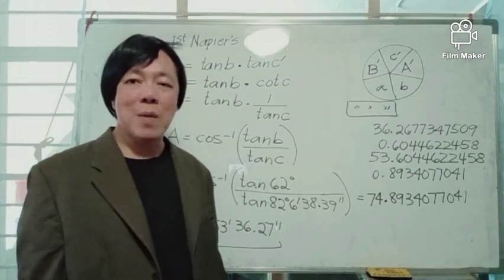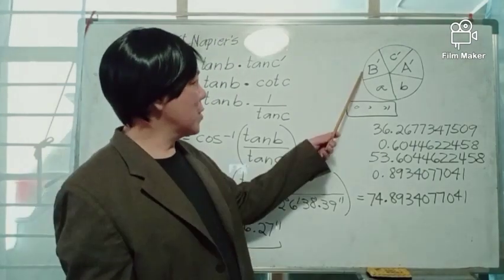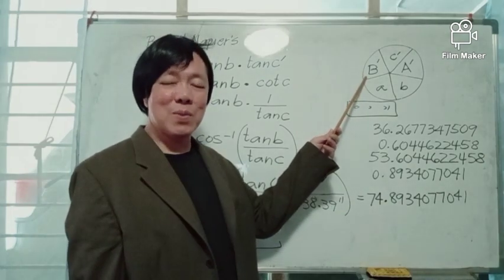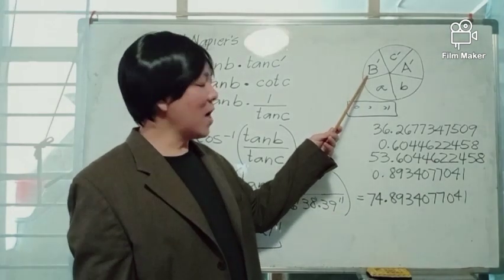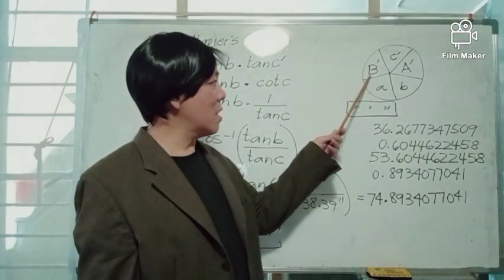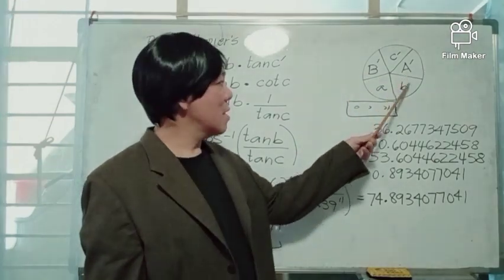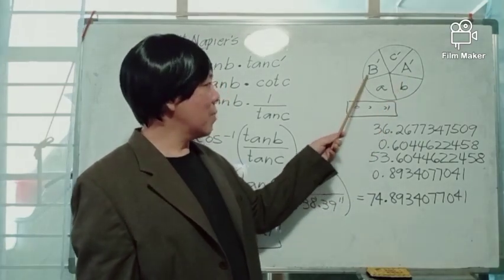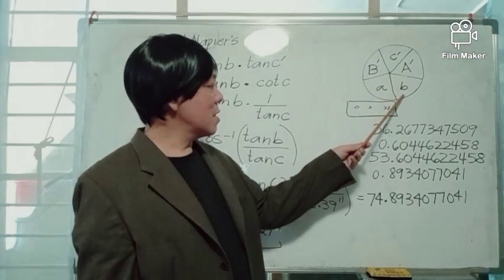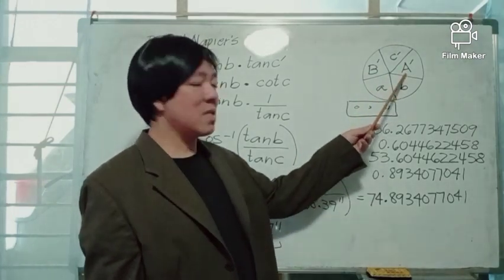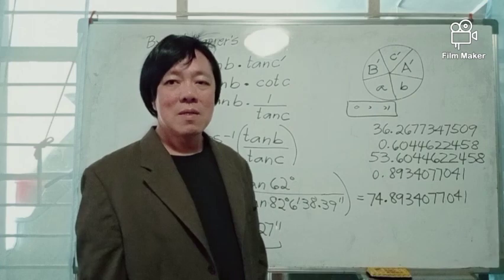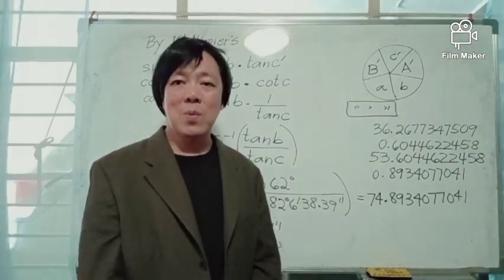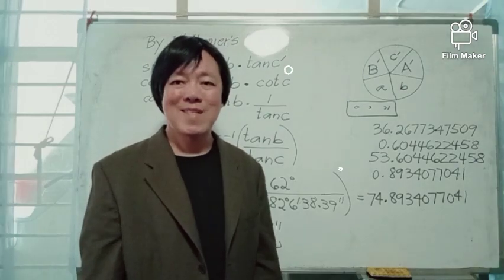Or you can use Napier's rule number 2 with capital B prime as the middle part. Napier's rule number 2 says that the sine of the middle part is equal to the product of the cosines of the opposite parts. These are the opposite parts, opposite capital B prime. Small b is given and we just found angle A. Hence, to find capital angle B, you may use Napier's rule number 1 or Napier's rule number 2.